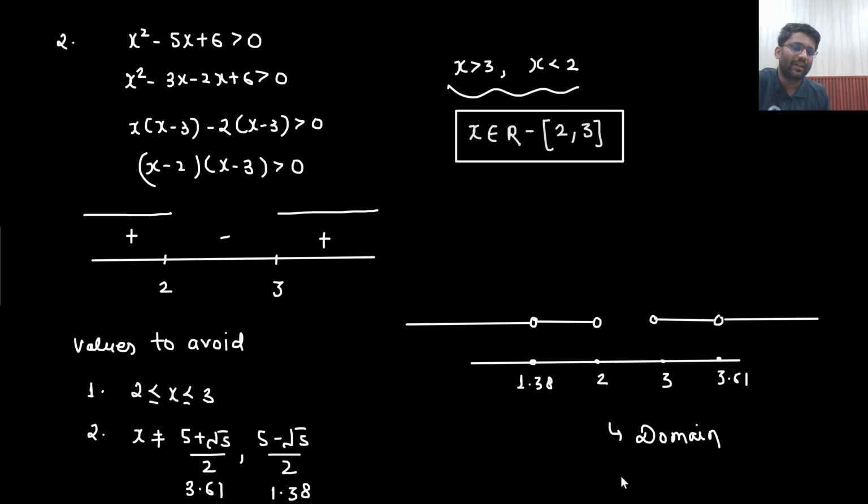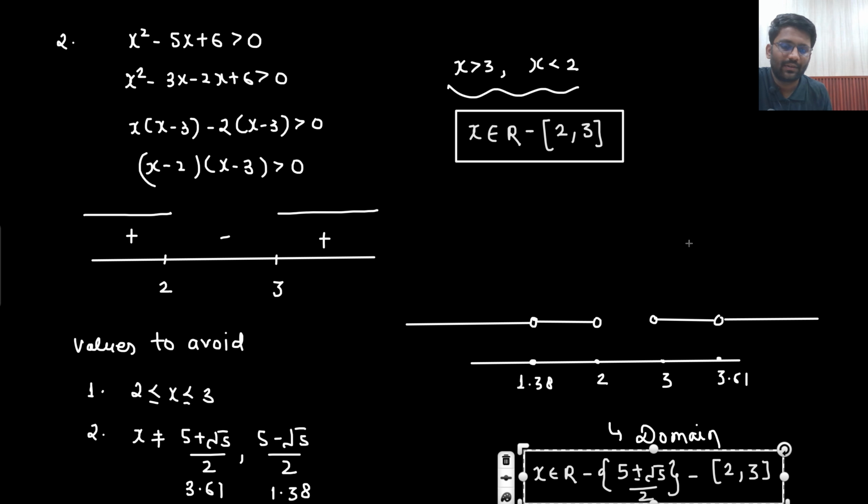Is that clear? How can we write it down? The domain will be x belongs to the real numbers, where you are not accepting two values, which are these, and you are not accepting this range as well, which is 2 to 3. This is how we can write it down. All the real values except these two points and except this range. Is that clear? This is the domain.